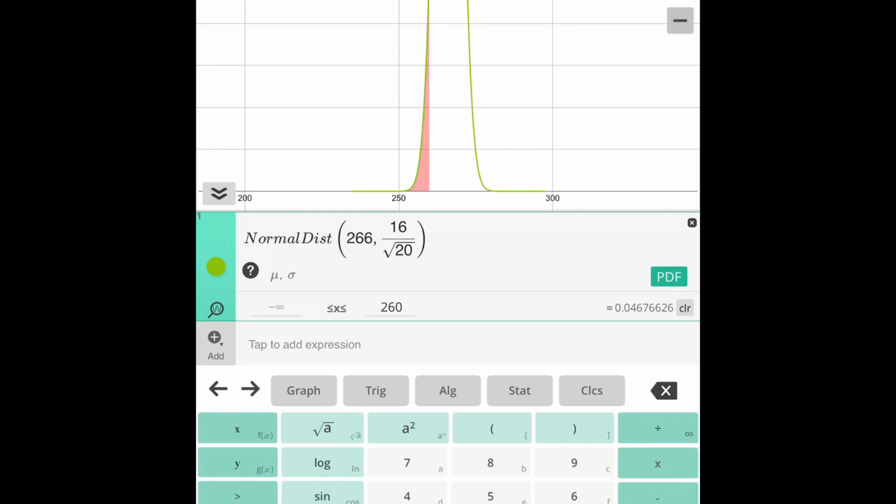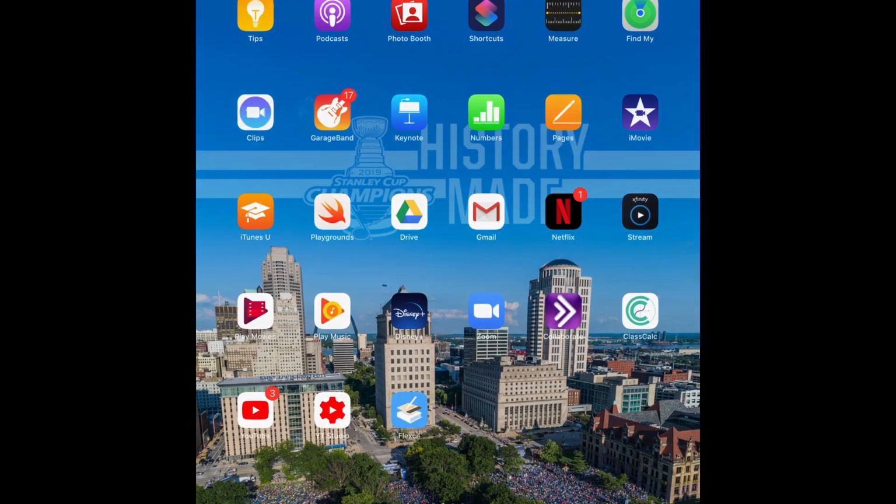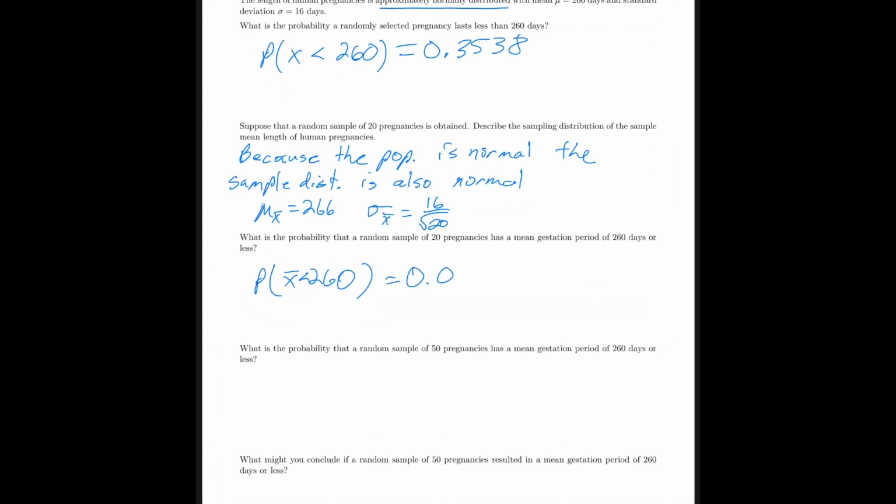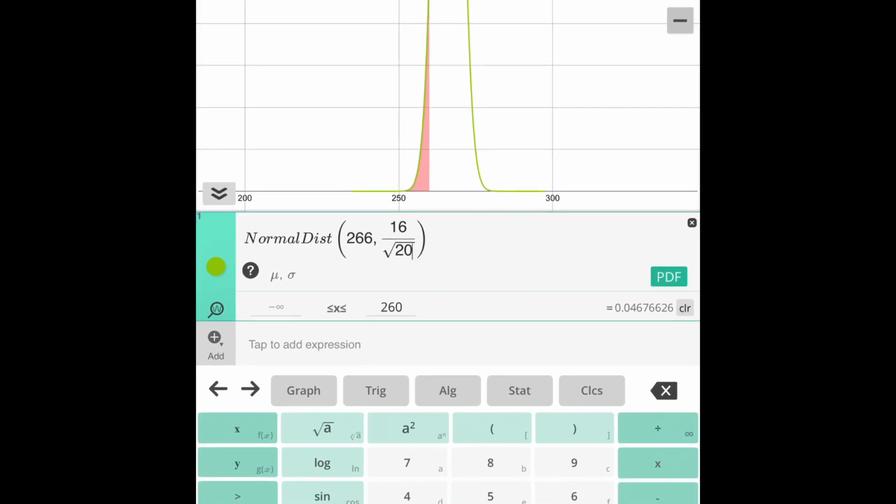So what is the probability that a mean is 260 days or less? So that's the probability that x bar is less than 260. Well, to get that, we have to change our standard deviation. It's no longer just 16, it's 16 divided by the square root of 20. Okay, and we get a much narrower graph, and so when we do that, we get a much lower probability, 0.0468.